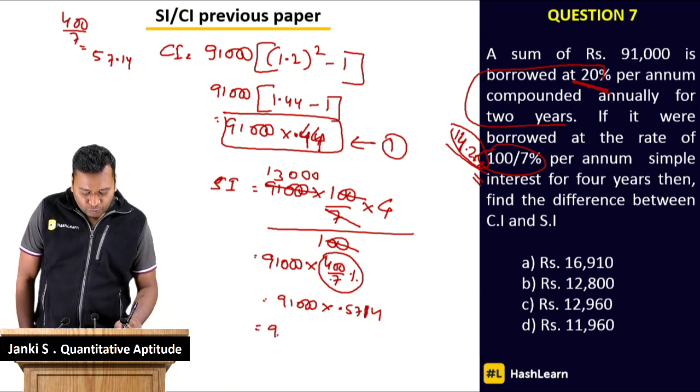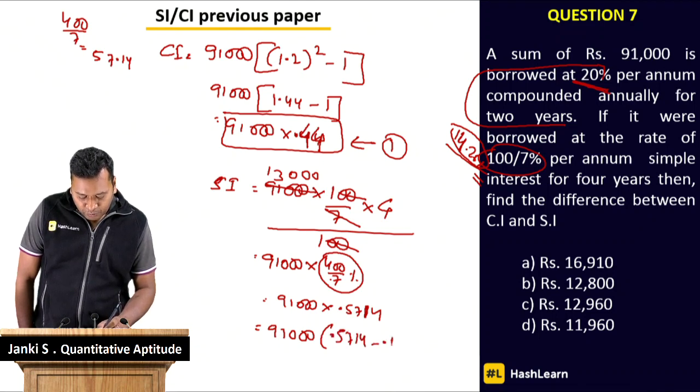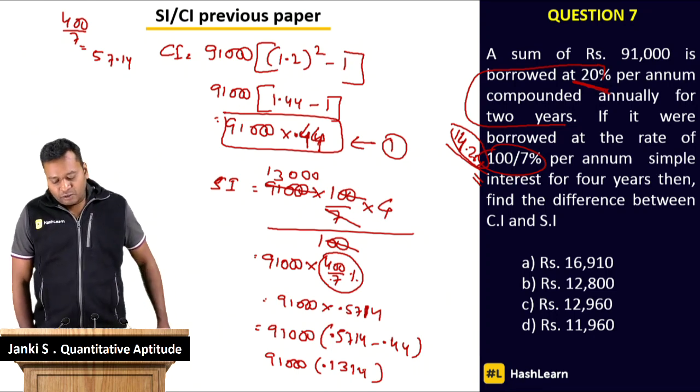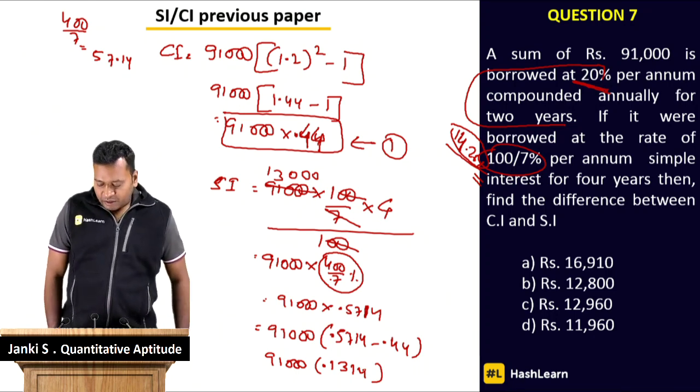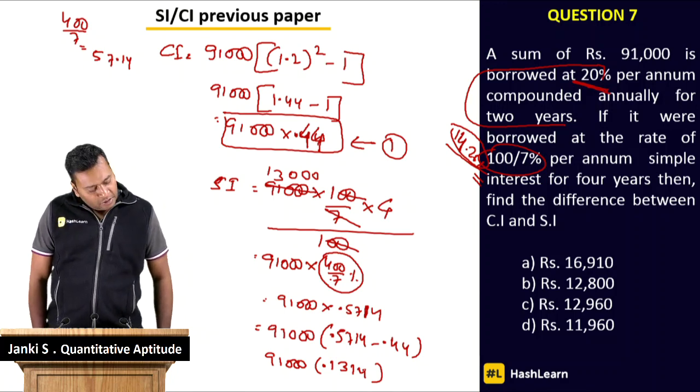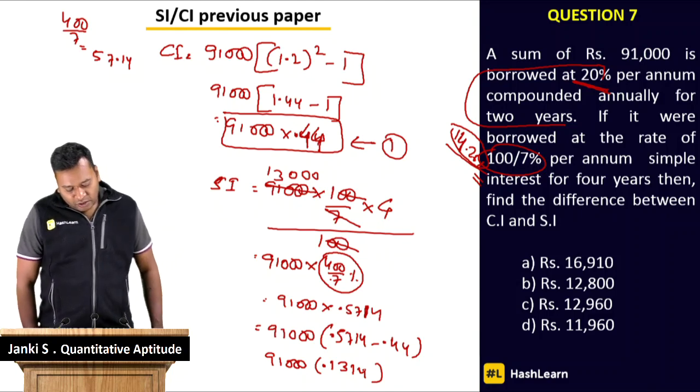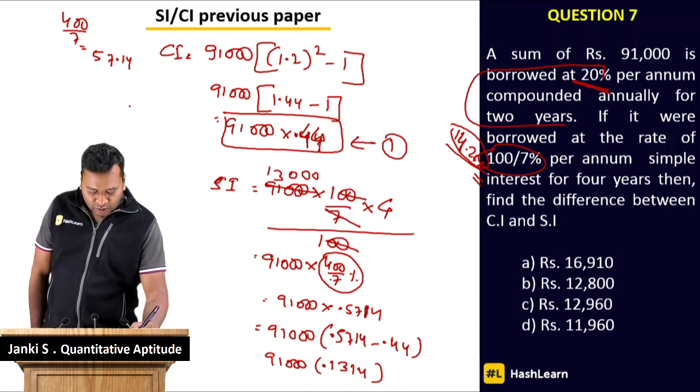So it's about 91,000 into 0.5714 minus 0.44, right? So that's about 91,000 multiplied with 0.1314 approximately, right? So let's multiply this one with 1314. Let's check how much the value could be here. So question number 7, let's multiply this value. 1314 into 91. Let's do this.